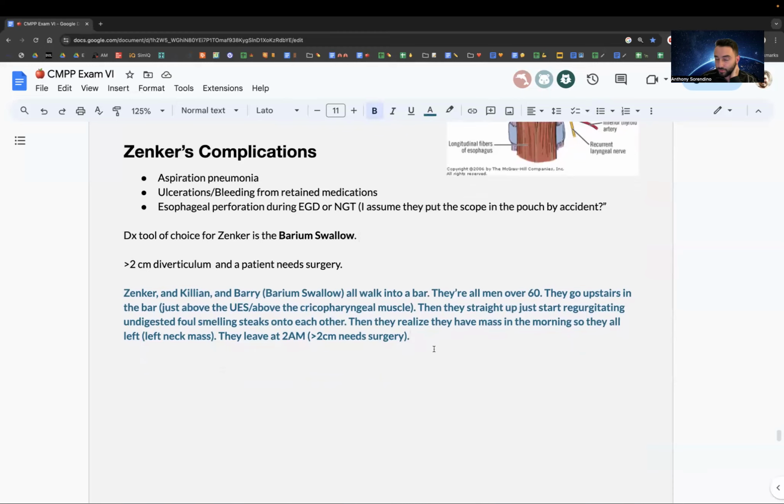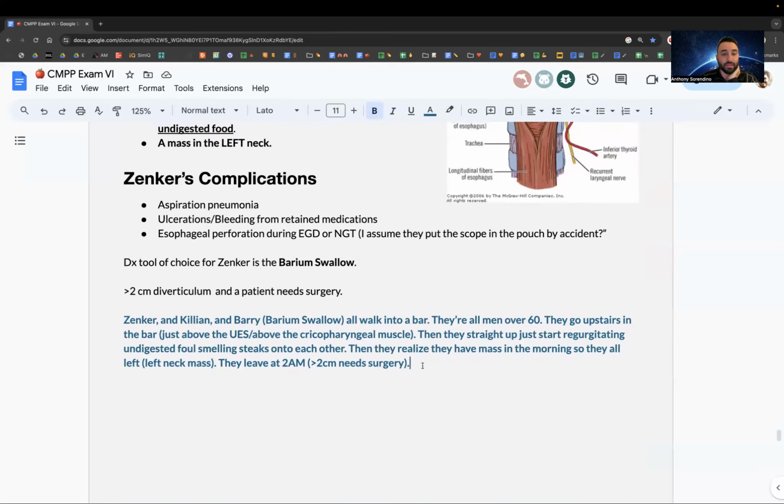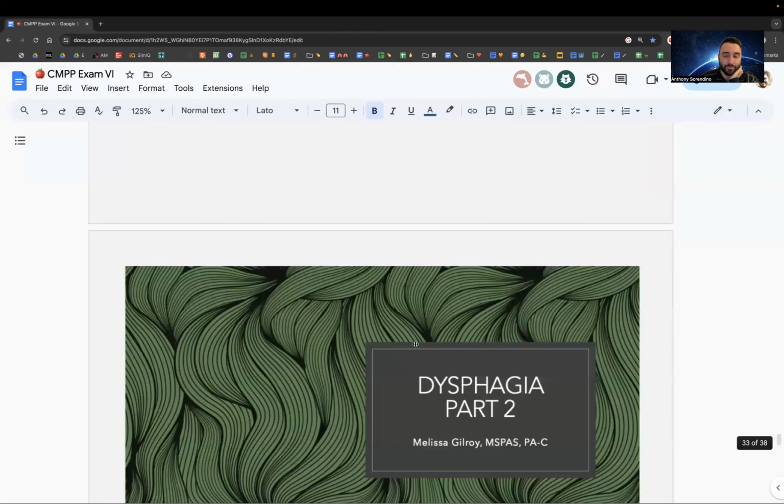Here's my little mnemonic for this. Zenker, Killian, and Barry, it's for barium swallow, all walk into a bar. They're all men over 60. They go upstairs in the bar, so just above the UES, above the cricopharyngeal muscle. Then they straight up just start regurgitating undigested, foul-smelling steaks onto each other. Then they realize they have a mass in the morning, so they all left. So that's that left neck mass. They leave at 2 a.m., so greater than 2 centimeters needs surgery.